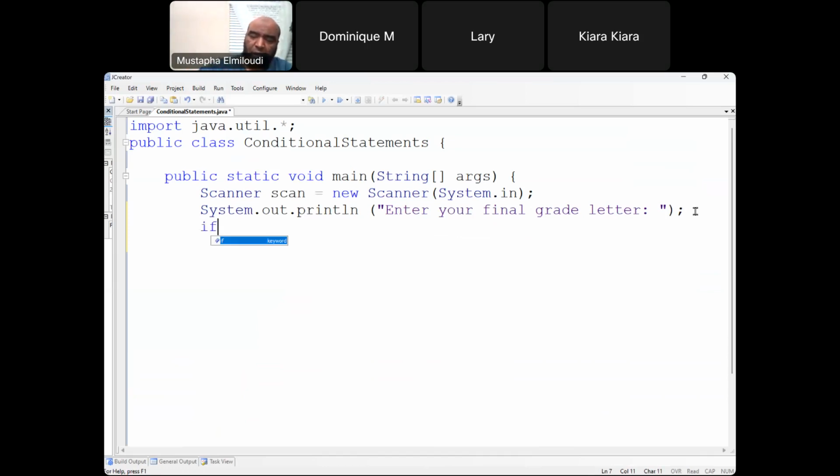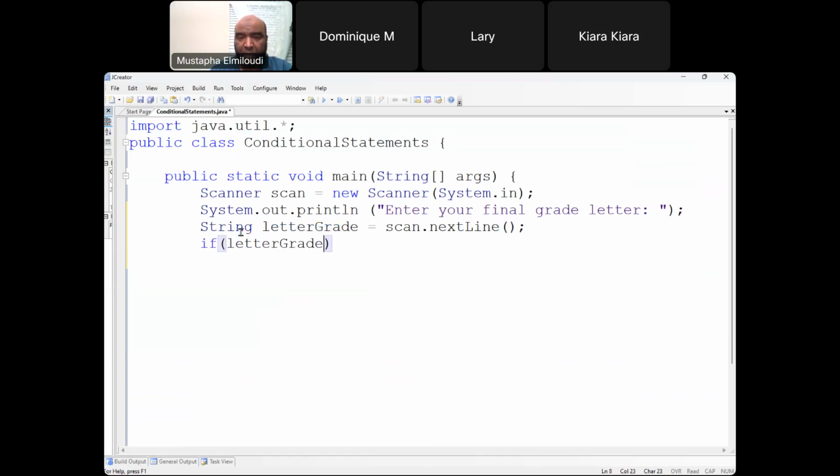So I'm going to put here if. Now here, I'm going to put the answer as a string. I mean, I can put it as a character, that's fine. I'm going to call it letterGrade. Since it is a string, I'm going to use scan dot nextLine. See that? Now I'm going to start if. I'm going to put if letterGrade.